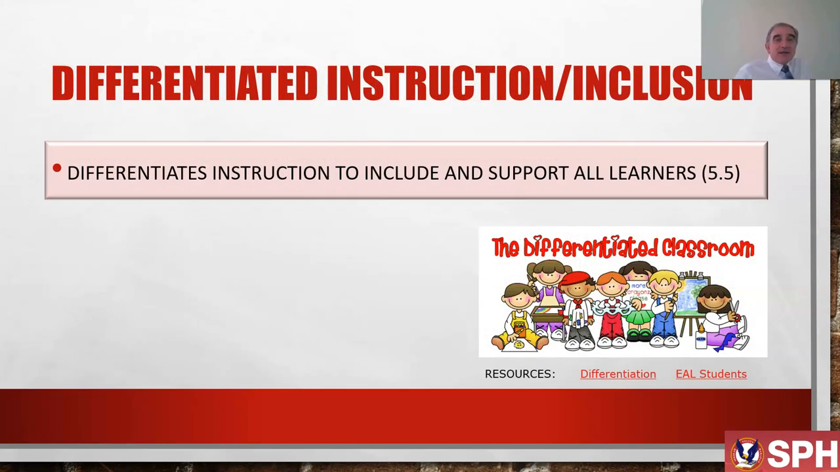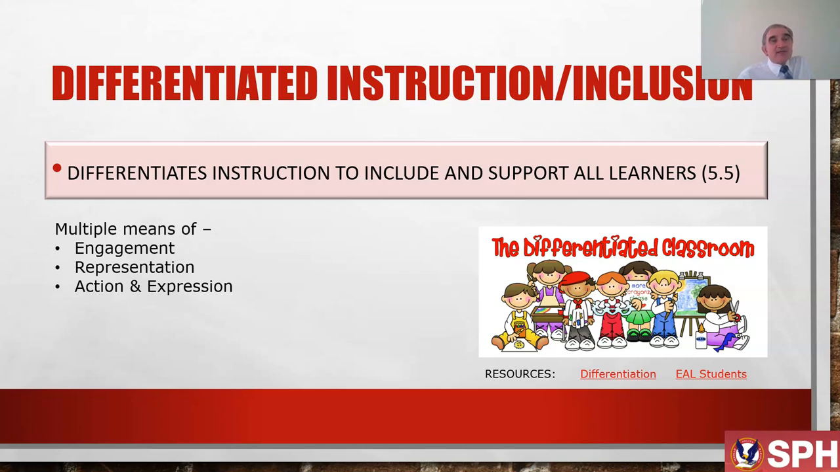Now, another area is what many call differentiated learning. IB refers to this within the context of their inclusion and diversity framework. Are there things that are taking place in the classroom that this teacher has planned and implemented that differentiate instruction to include and support all learners? Now, there are several things that means. And this, of course, can be a big area for professional learning.